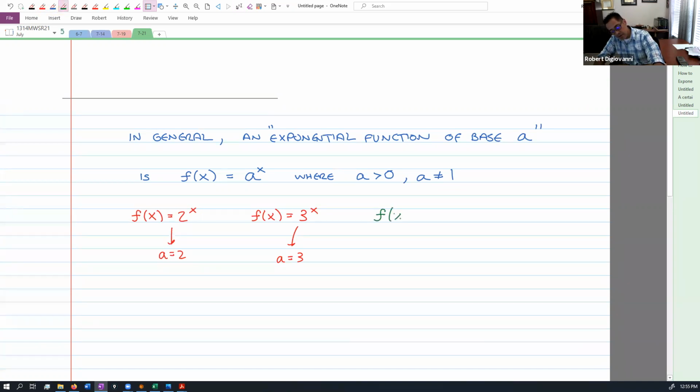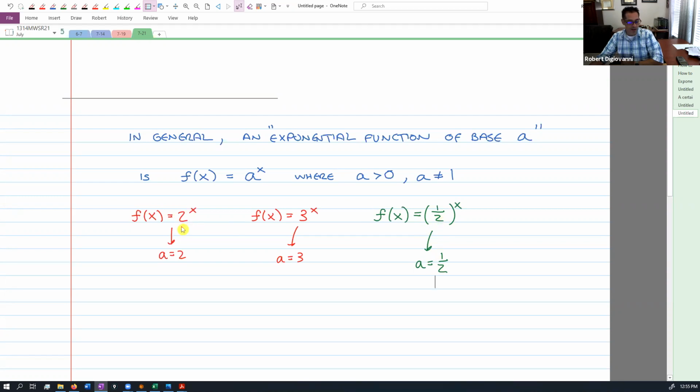This is an exponential function, 1/2 raised to the x. Here, the base is a half. 1/2 is a positive number, and it's not 1. So this qualifies as an exponential function. I wonder what this looks like.